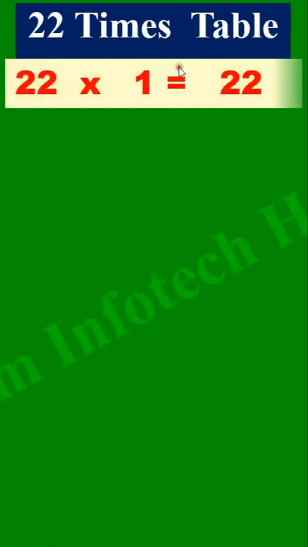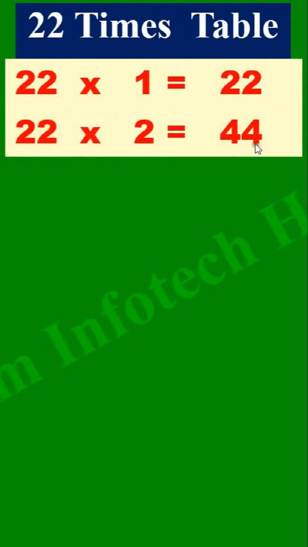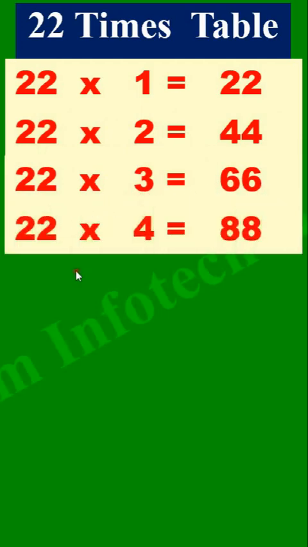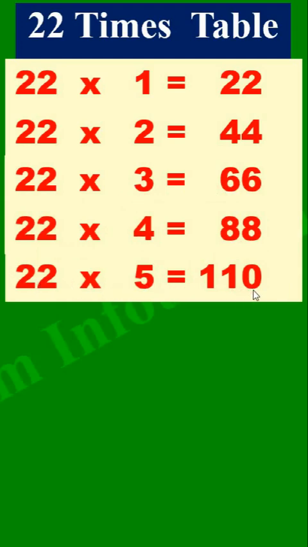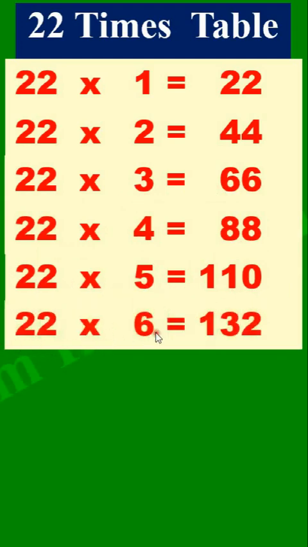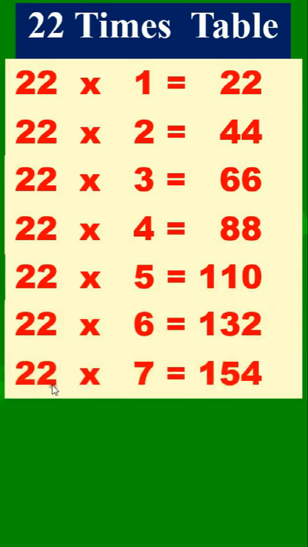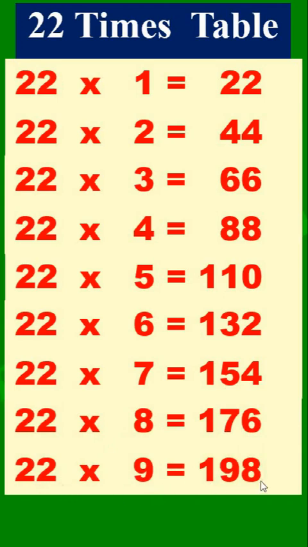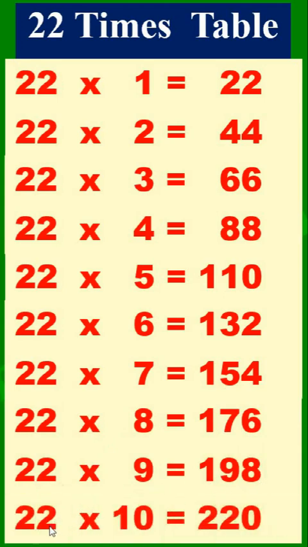22 times table. 22 times 1 is equal to 22. 22 times 2 is equal to 44. 22 times 3 is equal to 66. 22 times 4 is equal to 88. 22 times 5 is equal to 110. 22 times 6 is equal to 132. 22 times 7 is equal to 154. 22 times 8 is equal to 176. 22 times 9 is equal to 198. 22 times 10 is equal to 220.